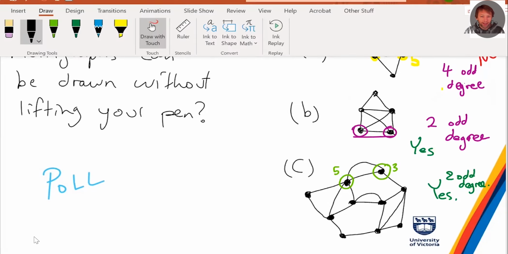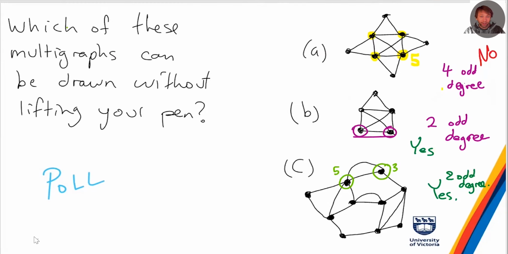So if I ask you just yes or no, does it exist, and I don't ask you to show me a circuit or a trail, then you can just count vertices of odd degree or even degree. But if I ask you to find an Eulerian circuit, then you have to be able to actually find it. So those are 2 different questions. Okay, so it was no, yes, yes.